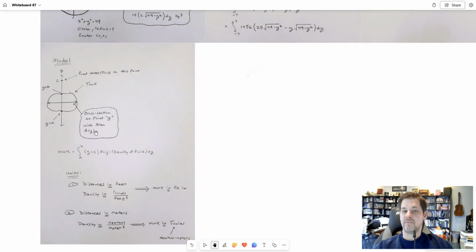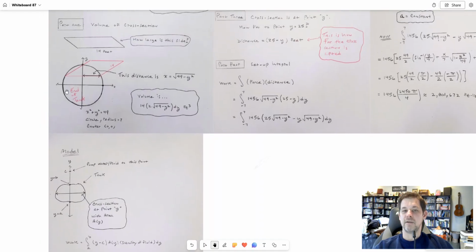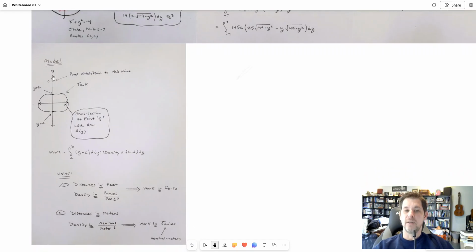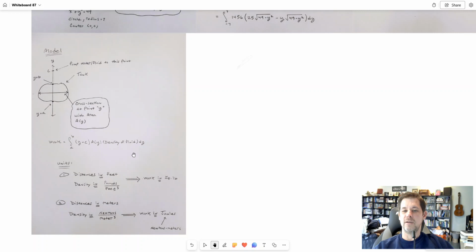This will be a function of y because it will probably be that the cross sections are different sizes as you go through this tank. Like on my cylinder, they're largest in the middle and they get smaller towards the ends. But nonetheless, you've got your 3D tank, whatever geometry it has. You figure out some formula for the area of a cross section that's located at point y on the y-axis. And you want to lift or pump the fluid up to some point c on the y-axis. Well then here's your integral for work.